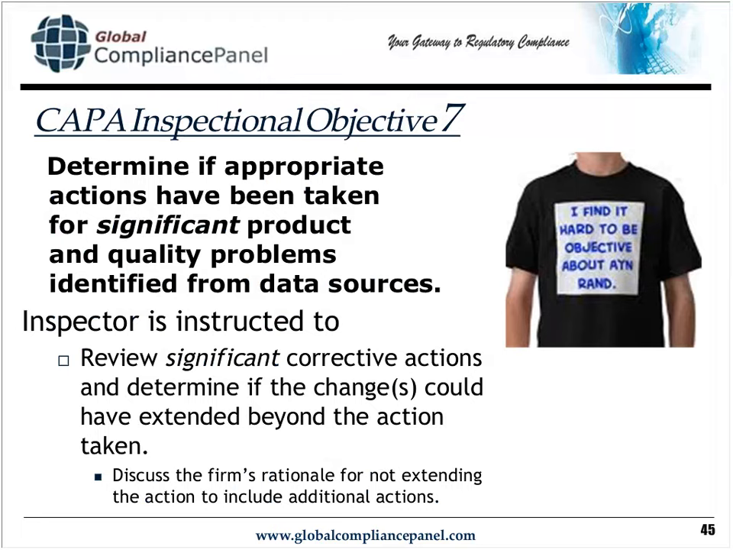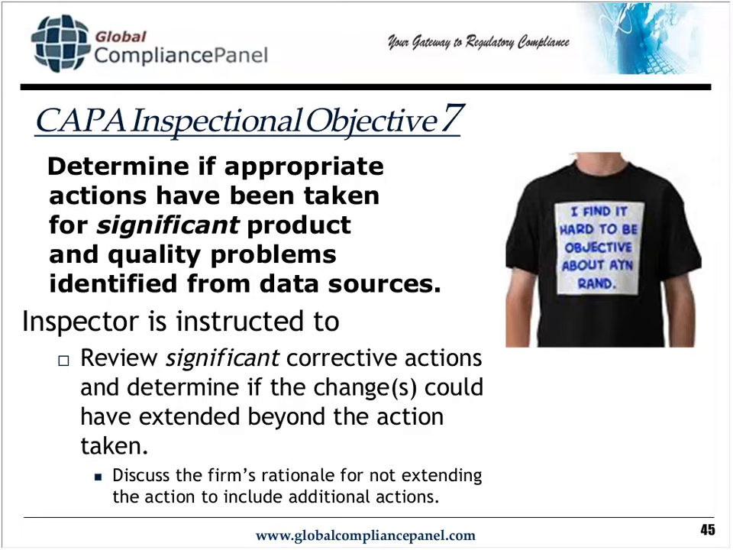Objective 7 is one in which it's going to be determined if appropriate actions have been taken for significant product and quality problems. So the inspector is instructed to review significant corrective actions and just make sure you've captured everything. They're going to make sure that you've captured anything from a preventive standpoint.